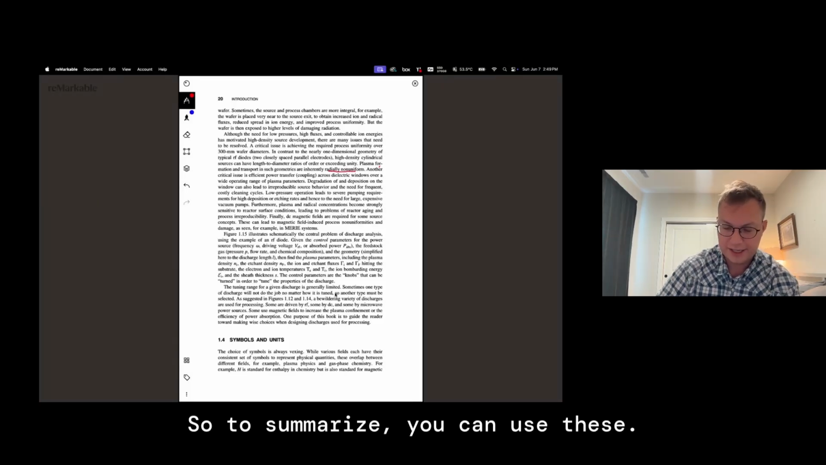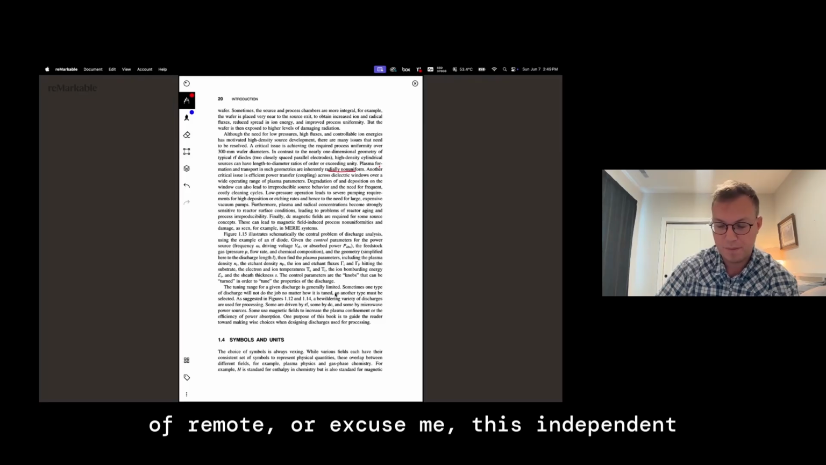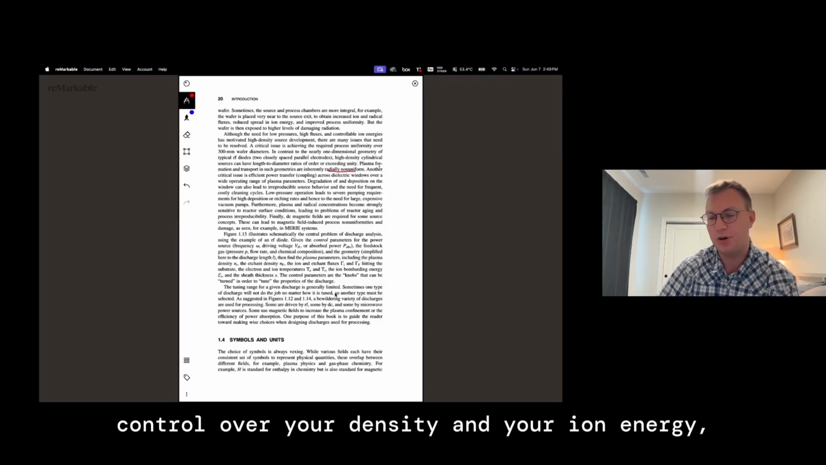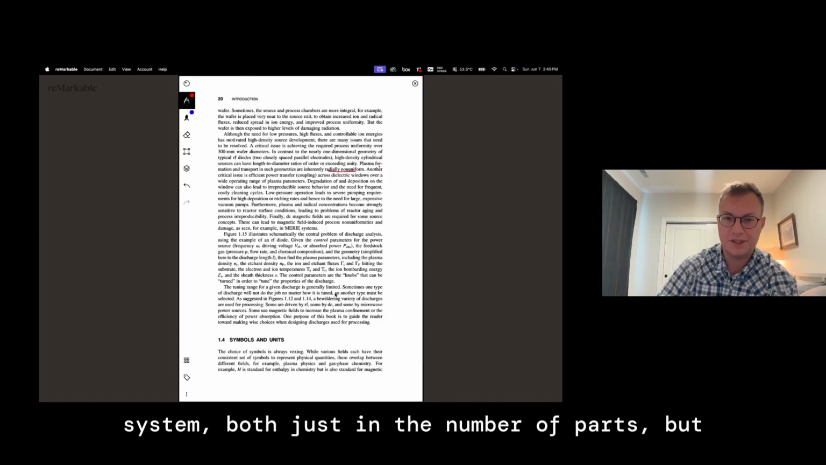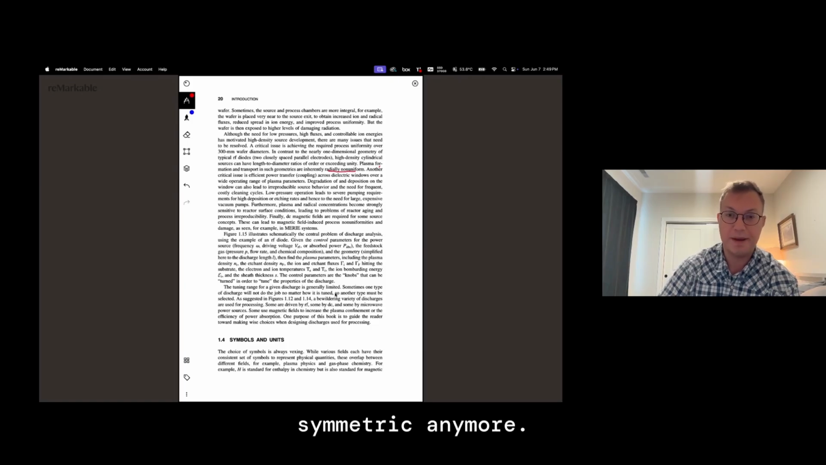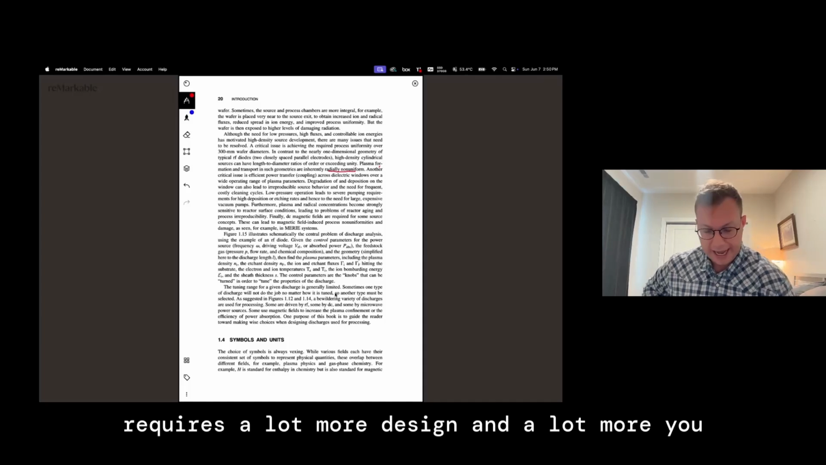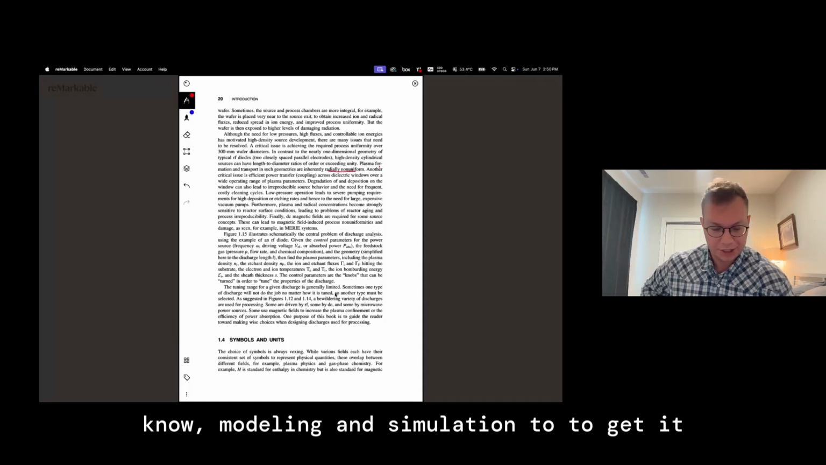So to summarize, you can achieve higher densities and this independent control of your density and your ion energy, but it's at the cost of complexity of the system, both in the number of parts, but also the complexity of it not being radially symmetric anymore. And if you're going to use these systems, that requires a lot more design and a lot more modeling and simulation to get it right.